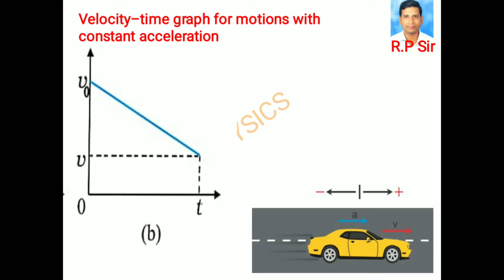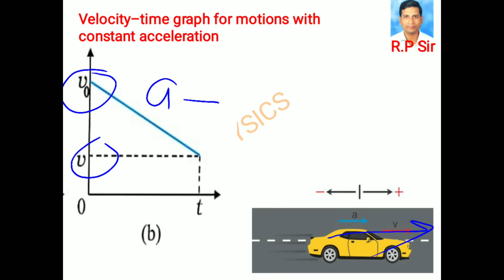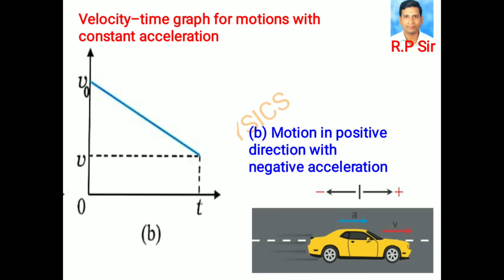Now the second graph. This graph represents the motion of an object in positive direction where the velocity decreases from initial velocity v0 to final velocity v in time t, thus acceleration becomes negative. Shortly we can say this graph represents motion in positive direction with a negative acceleration.